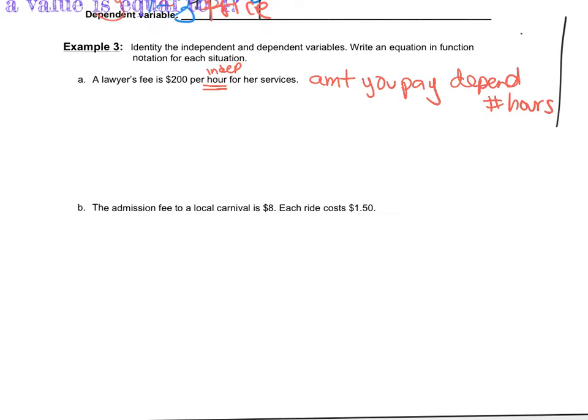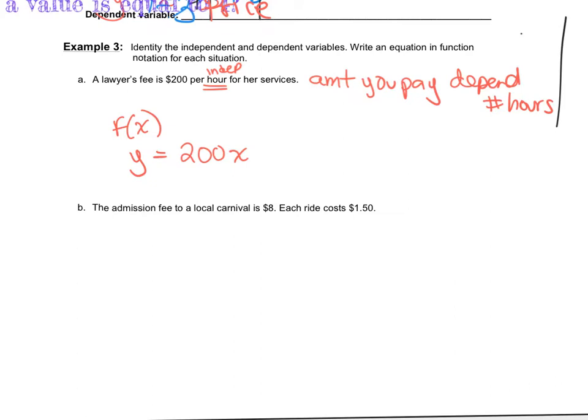Right? And then if you put it in function notation, you could say f of x, or if you want to say y equals, it means the same thing. The cost that you're going to have to pay is going to equal 200 multiplied by the number of hours. That is the function notation. The cost you will have to pay is going to be equal to $200 multiplied by the number of hours.